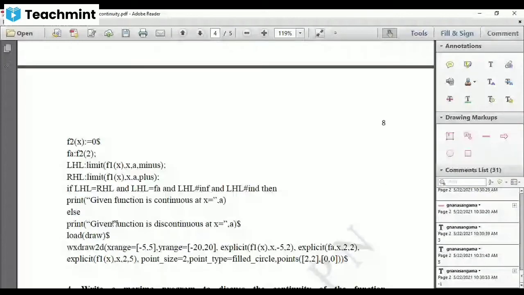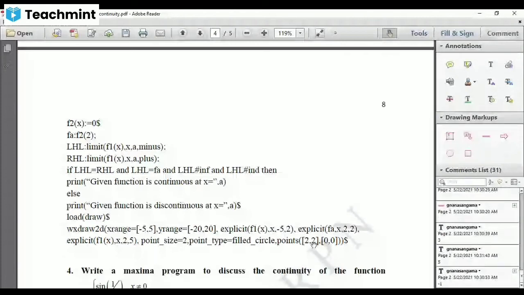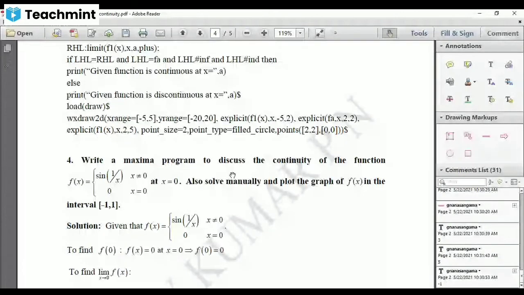Write the graph. Same thing. Your a is 2. So 2 comma 2. F of a is 0. So 0 comma 0. That's it. So this is how you have to write the Maxima program. And we are going to see one more example.